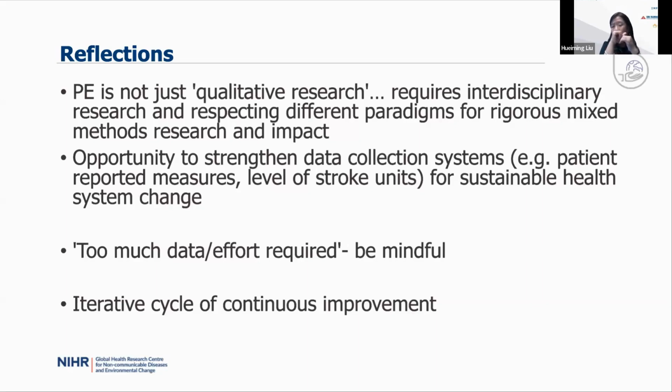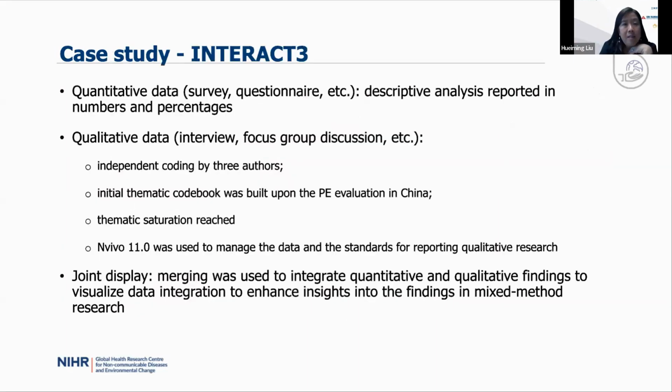And then lastly, mixed methods research itself is an iterative cycle of continuous improvement, because yes, you can have convergent, but at the end of the day, whatever you find could potentially be exploratory or explanatory, and that enables continuous improvement in the research that we do. And on that note, I will hand over to Meng Lu.